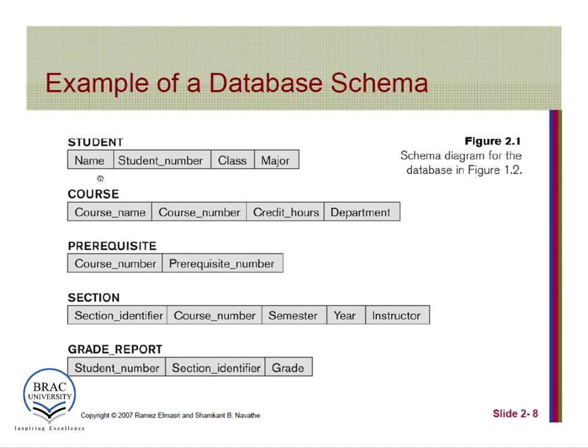Also, if you want, you can show the data type of each column. Let's say in parentheses, you can say student name is varchar 20, meaning a 20 character string. Student number, let's say integer, int, and so on. If you want, you can also show the data type in the schema.